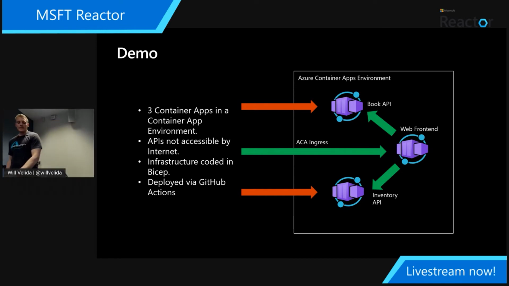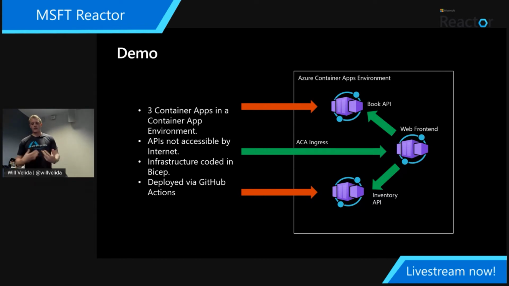So essentially for this demo, I've got an application that stores information about books. We have three container apps within a container app environment. Two of them are just essentially APIs that aren't accessible via the public internet. So we've disabled ingress on, marked internal ingress only, sorry. And then we have a front-end application that can be accessed by internet traffic, which in turn makes outbound calls to our APIs that are hosted within the container app environment.